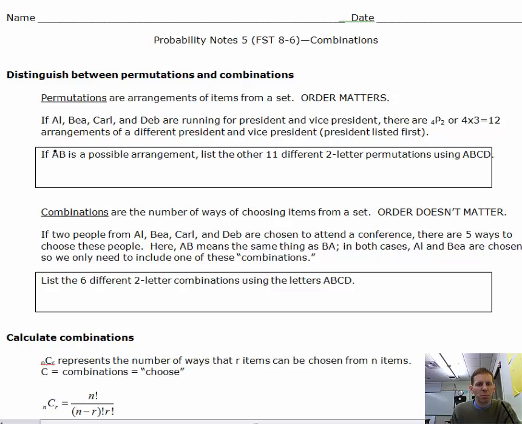AB is a possible arrangement where Al is president and B is vice president. See if you can list the other 11 two-letter permutations using A, B, C, D. Pause the video and we'll return in just a minute.